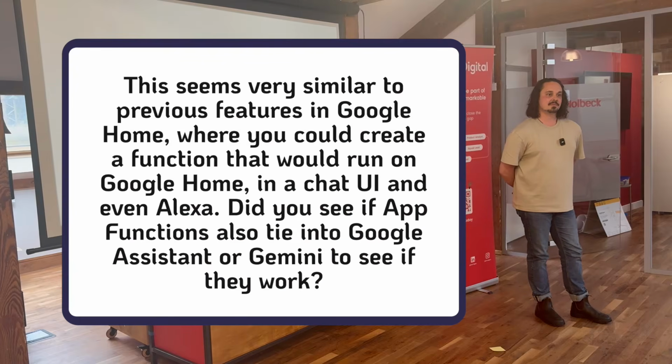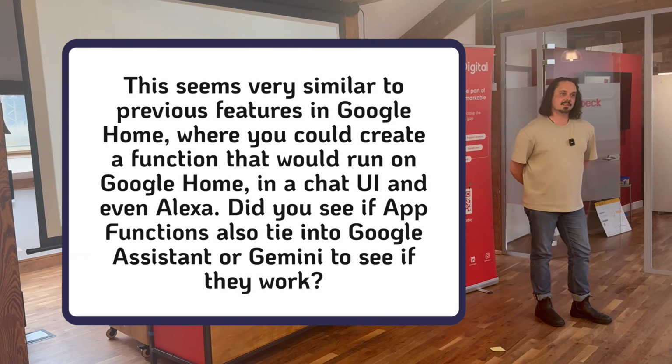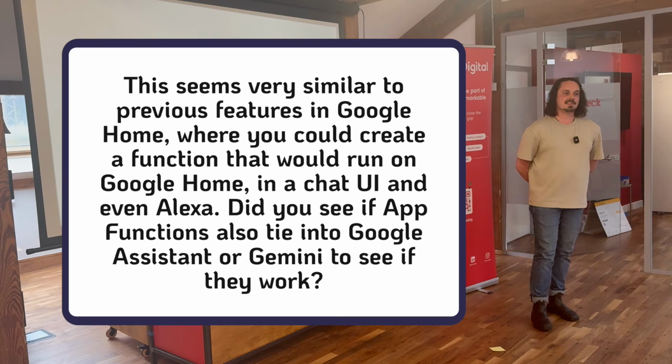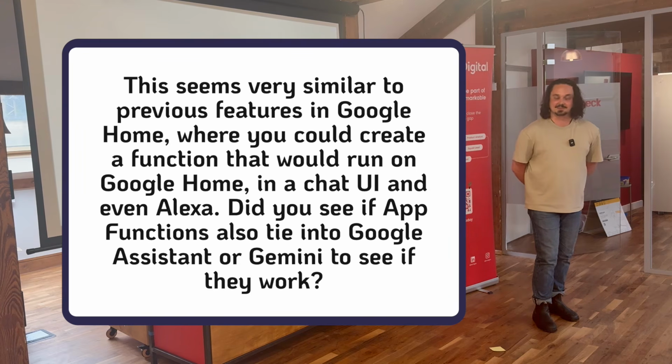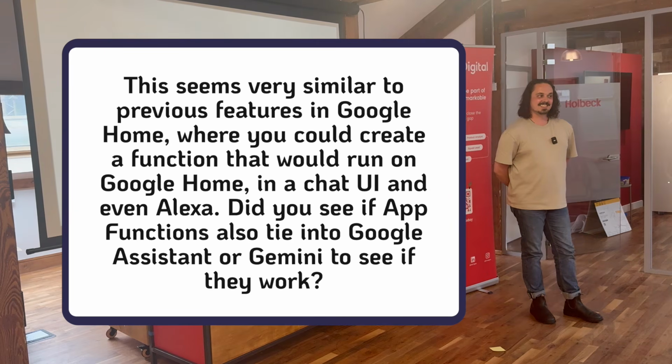Does anybody remember that thing Google released about 7-8 years ago to build up chats for speakers, so Google Home and stuff like that? You could create a set of functions, and then it would work on Google Home, on a little chat UI, on Alexa and some other stuff as well. It was very similar to that, and it reminds me a lot of that. I think that was called App Actions. And it does feel a lot like this is an iteration of it, right?